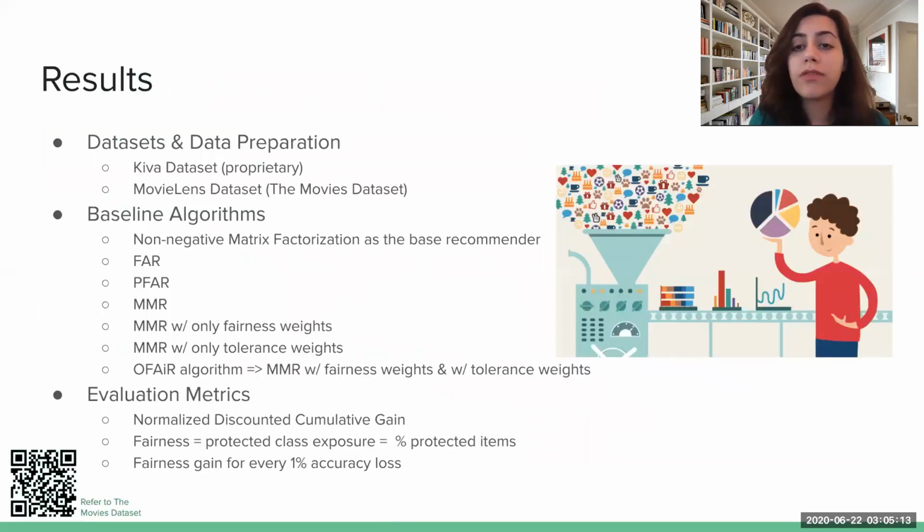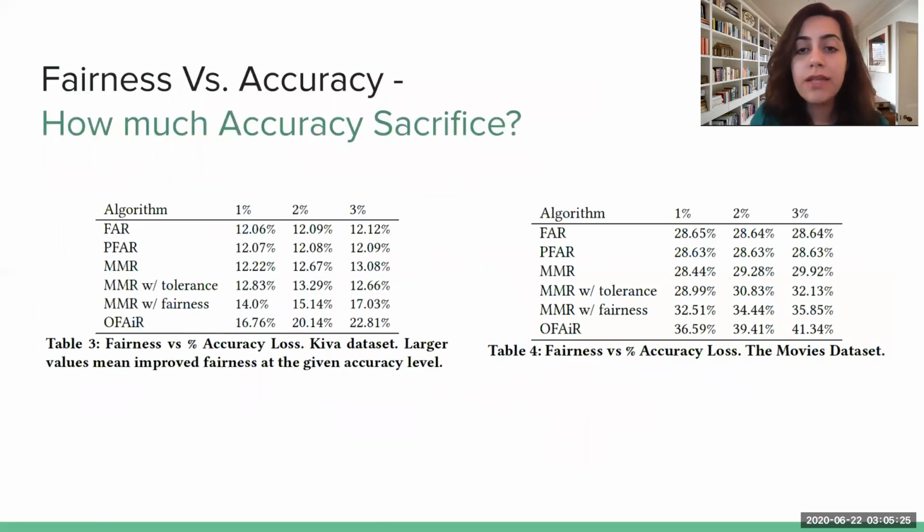We tested our method on the Kiva dataset and the MovieLens dataset, with non-negative matrix factorization as the base recommender algorithm, and compared the results of OFAIR with 5 baselines. Since in OFAIR we use both fairness weights and tolerance weights, we designed our other baselines in the absence of one or the other weight factor, and we present the results in the following 2 tables.